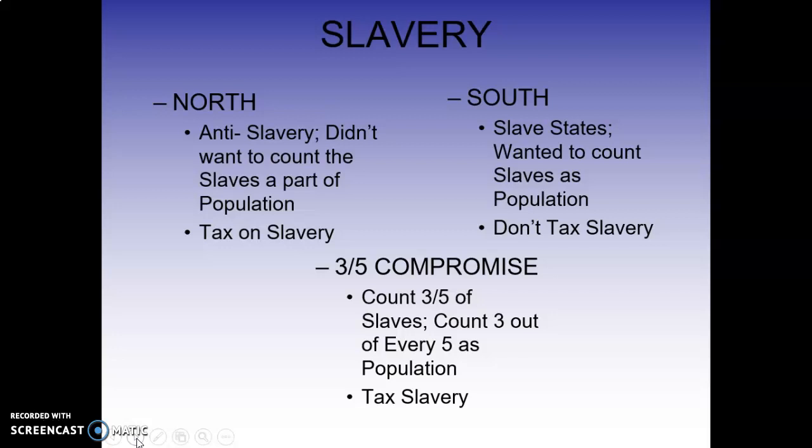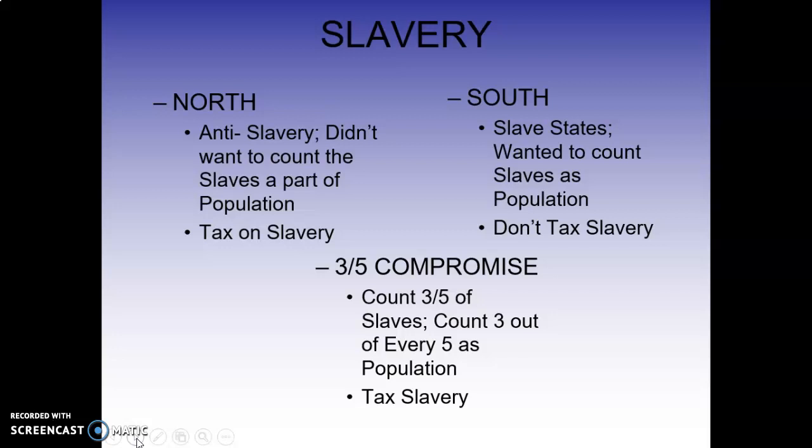So in the North, as you see, it says anti-slavery. Like I said, they're leaning toward wage labor, but they're not as anti-slavery as you think. They don't want to count slaves as part of the population. Why? Because then that gives them less power in the House of Representatives. Remember, the South is very rural. Plantation owners, all that good stuff. There's not as many people in the South, so of course they want to count the slaves as part of the population, so they would obtain more power in the House of Representatives.